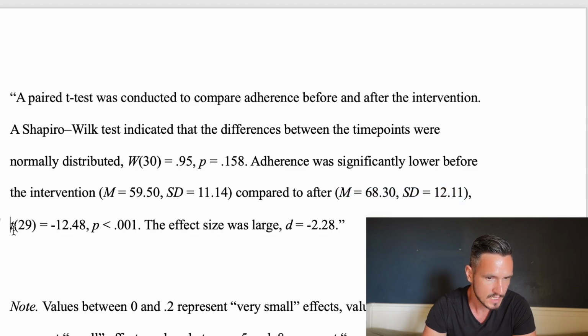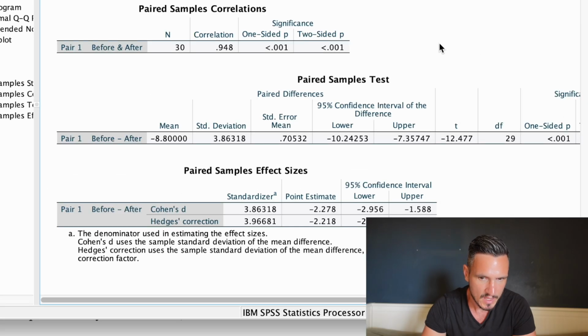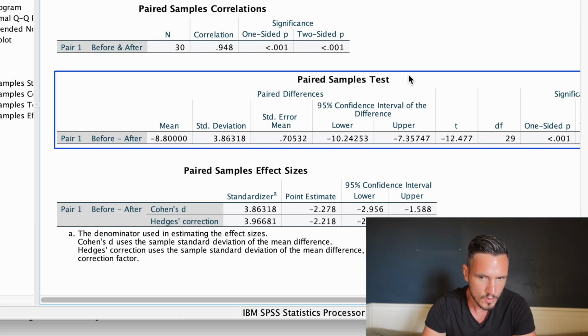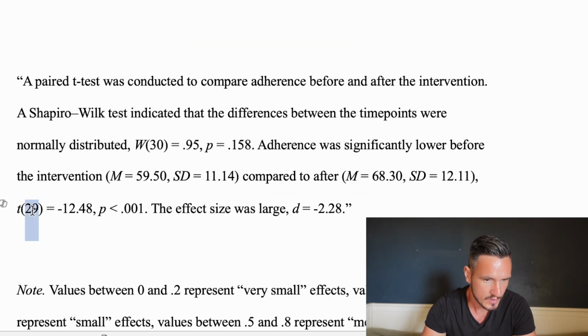Next, we have the results of the t-test itself. So we've said that t equals negative 12.48, and we're getting that from the paired samples test table and from the t column, where we've rounded this value here to 2 decimal places. We also have a degrees of freedom value of 29 and a p-value of less than 0.001. And here's the degrees of freedom in the results section, and here is the p-value of less than 0.001.